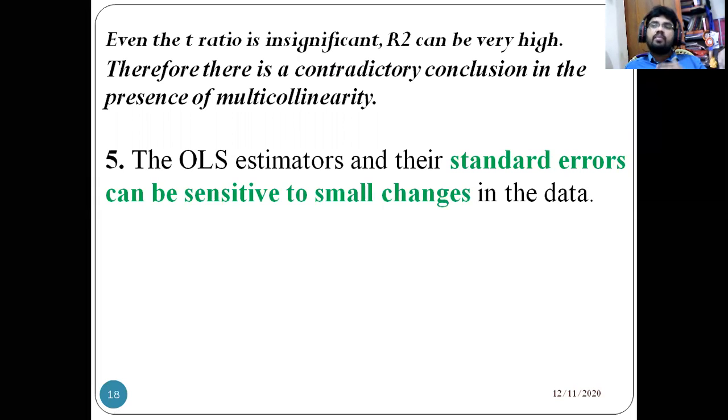Nothing but the percent of variation in me, due to changes in your things. That is the case; R square can be very high. So therefore, there is a contradictory conclusion. You cannot influence me significantly, but the explanatory power is very high, and the model's goodness of fit is very high. So that is the main thing.